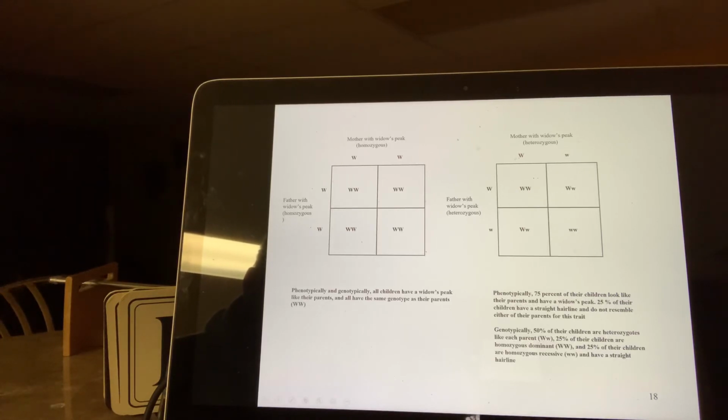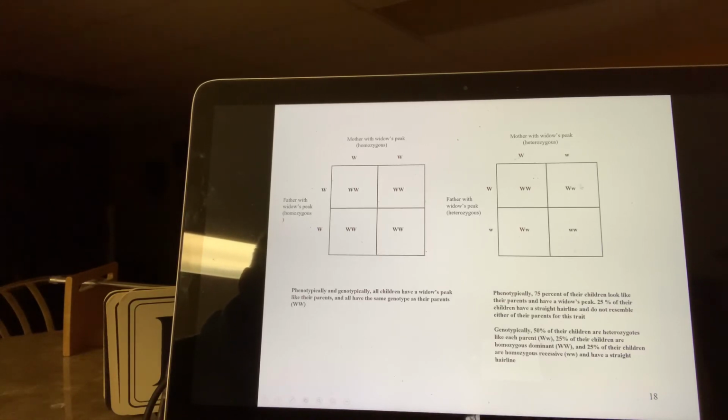Final example over here. Mother has a widow's peak. She's heterozygous, which means she has a dominant and a recessive allele in her genotype. And the father also has a widow's peak, but is also heterozygous. So he is also genetically big W, little w. So both father and mother have widow's peaks, but they both carry a recessive allele.